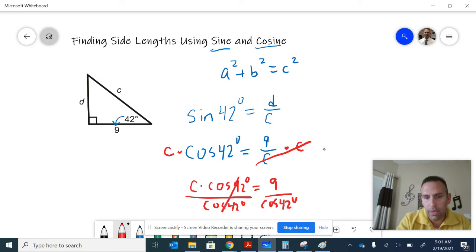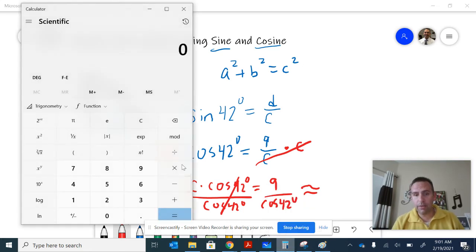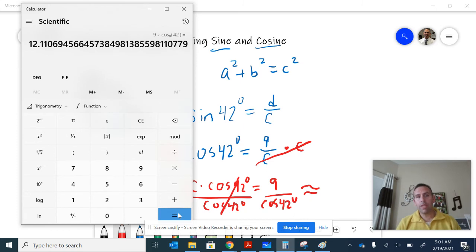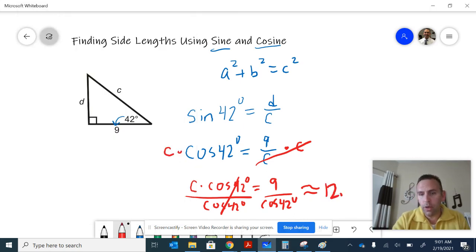You grab your calculator and see what that is. I've got to be careful to do this, and you can try this on your own or pause this video. 9 divided by the cosine of 42. 9 divided by, and it depends on what your calculator is, I have to actually type in 42 before I hit cosine. Don't forget to hit equals. And make sure the answer is reasonable. I'm getting about 12.11, which seems reasonable. The hypotenuse C should be longer than the leg.